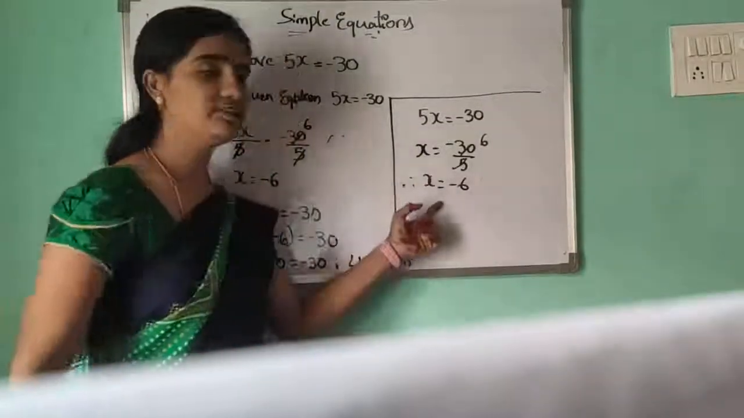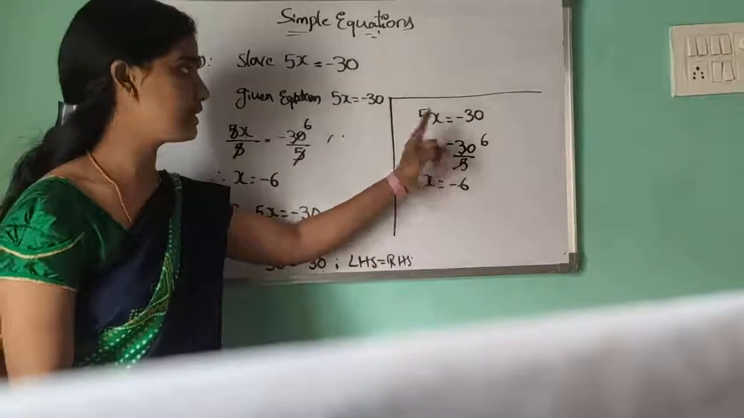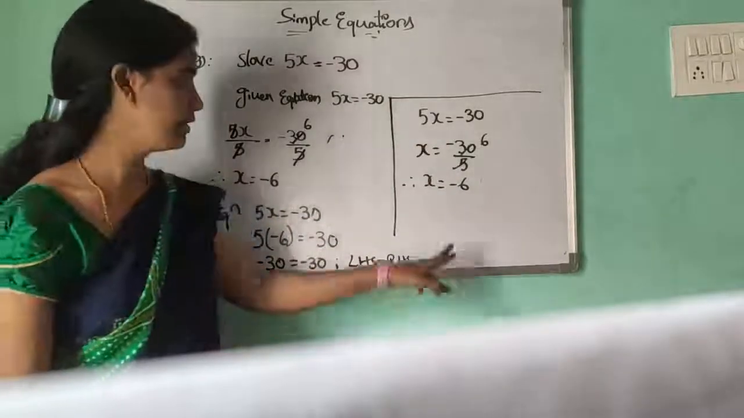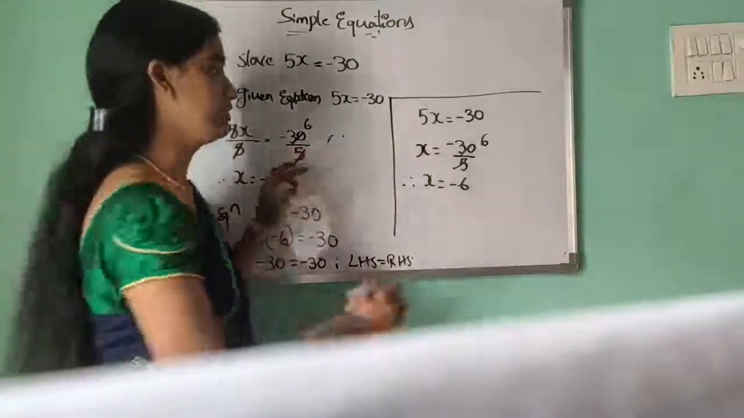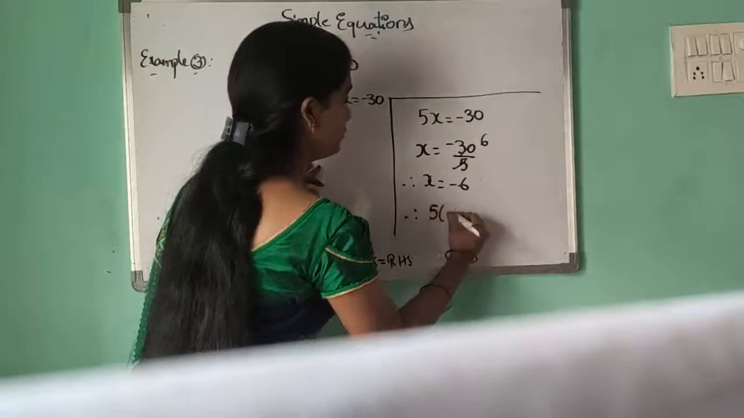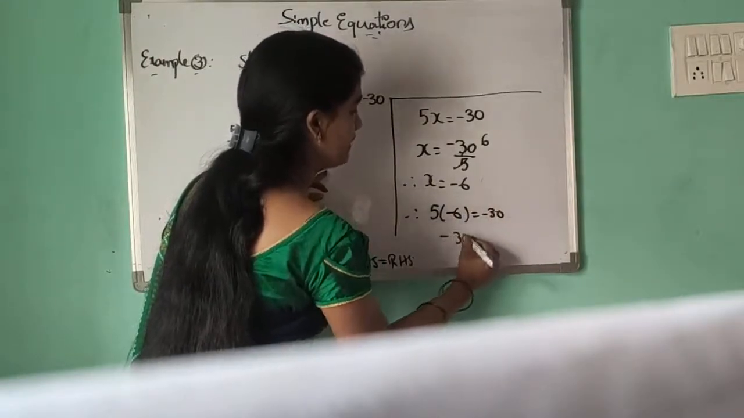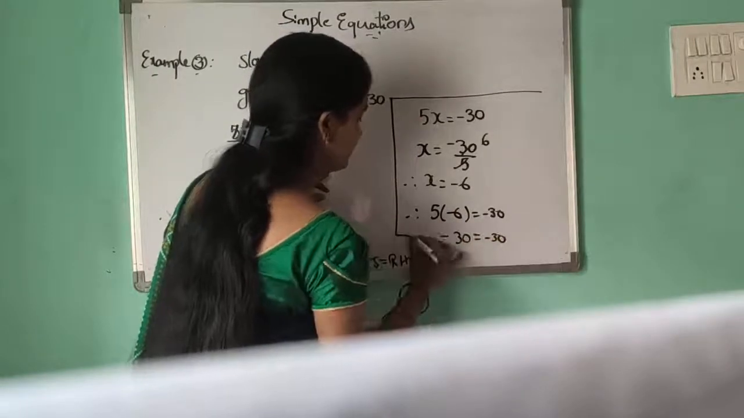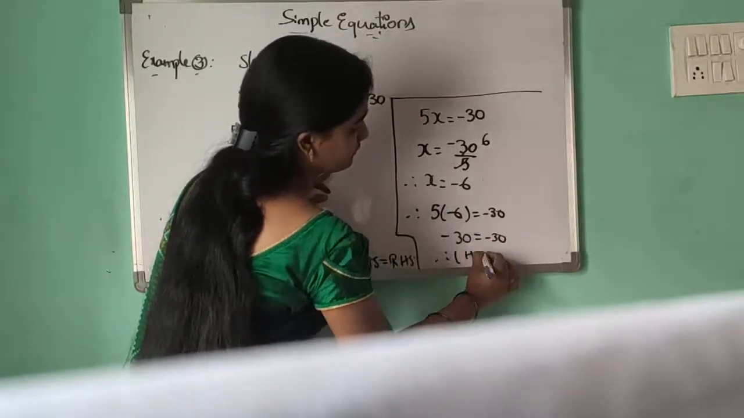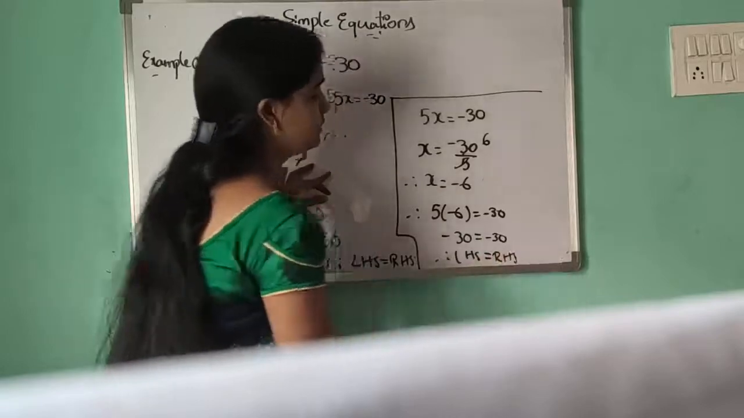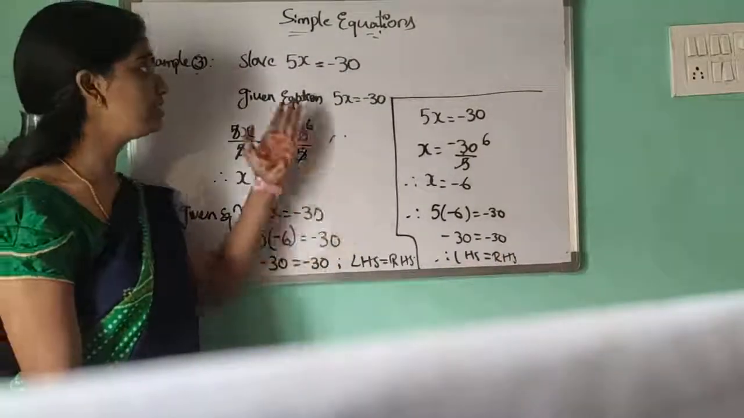So is the minus 6 value making LHS and RHS equal or not? How to check? We substitute the value into the given equation. 5 into minus 6 equals minus 30. So minus 30 equals minus 30. Therefore LHS equals RHS. This is the second method for this given problem.